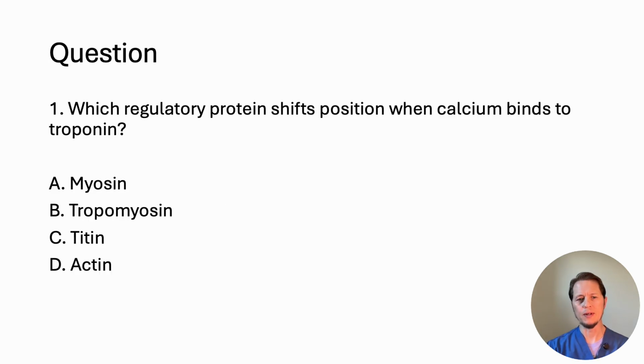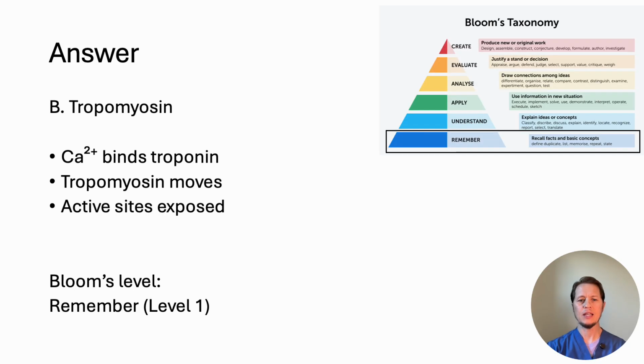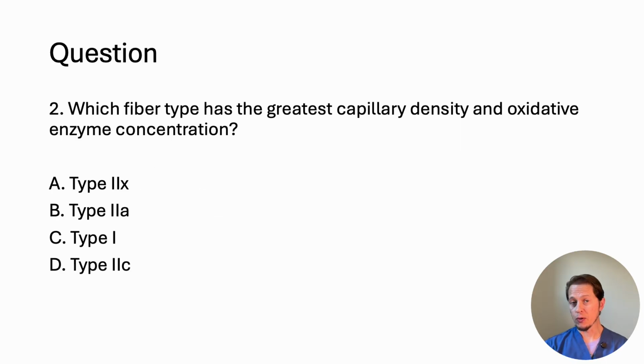All right, question 1. Which regulatory protein shifts position when calcium binds to troponin? The options are A, myosin, B, tropomyosin, C, titin, or D, actin. And the answer is B, tropomyosin. So this is actually at the base stage, the remember stage. Calcium binds troponin, which pulls tropomyosin away from actin's binding sites, and that enables crossbridge formation. Pretty straightforward for question 1.